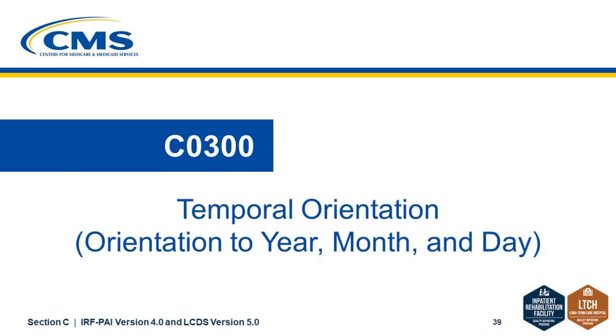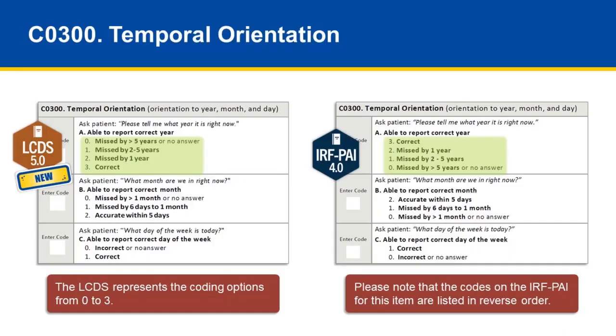Now let's take a look at C0300 temporal orientation. Let's take a close look at this item for IRF-PAI. The assessment instrument for C0300 is comprised of 3 sections. C0300A, able to report correct year, C0300B, able to report correct month, and C0300C, able to report correct day of the week. And again, even though the coding option sequence is reversed between the LCDS and IRF-PAI, the response option text and numbers are the same between the data sets.